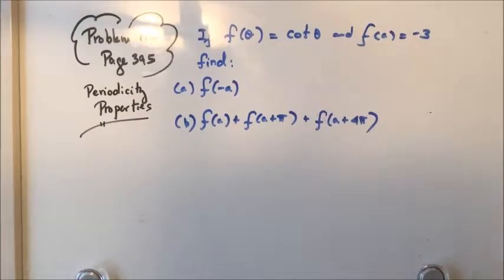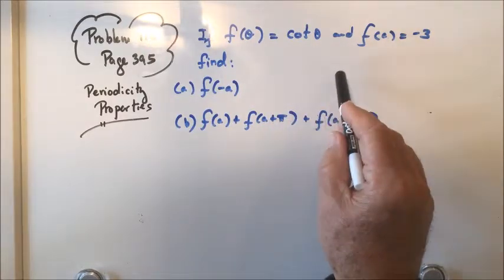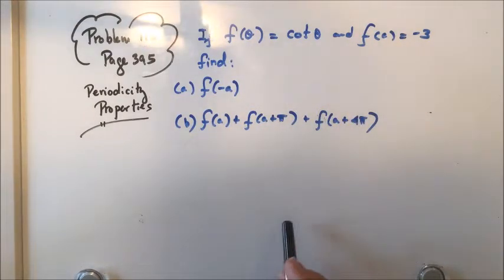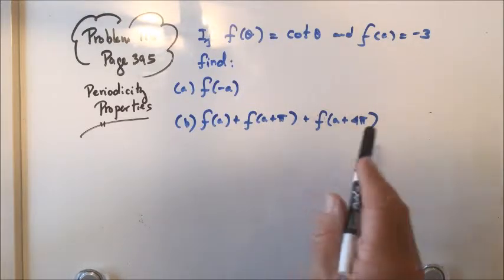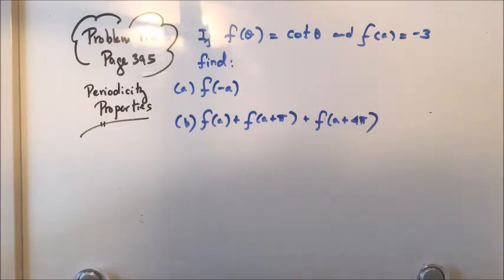Okay, we're going to finish off homework set 26 with problem 116, which is a sister to your assigned problem 115. It says, if f of theta is equal to cotangent theta and f of a is equal to minus 3, find the following. Find f of minus a, and find f of a plus pi plus f of a plus 4 pi.